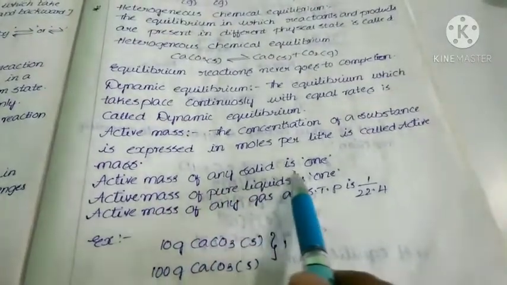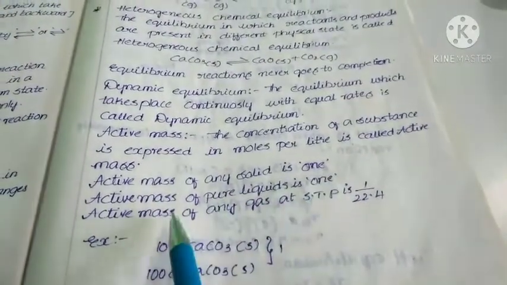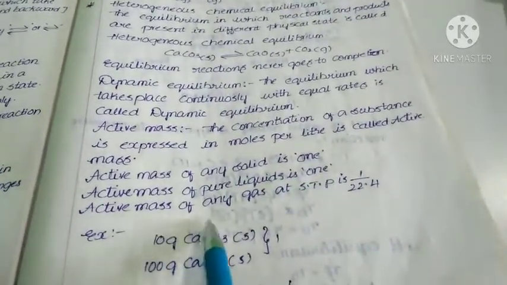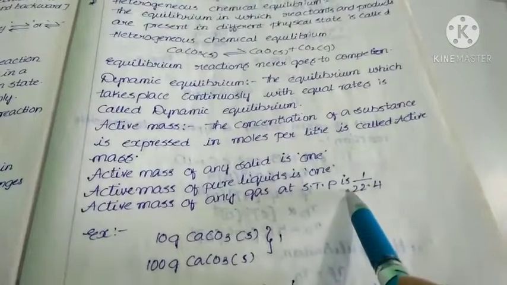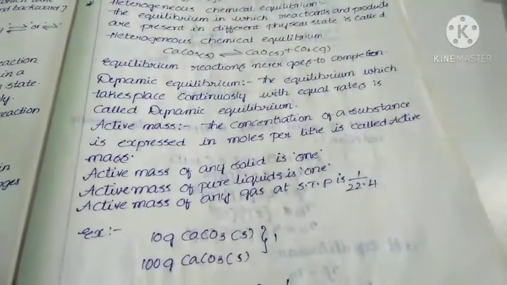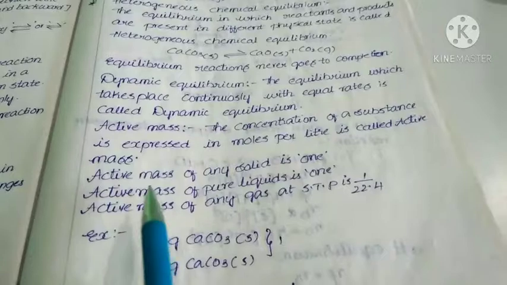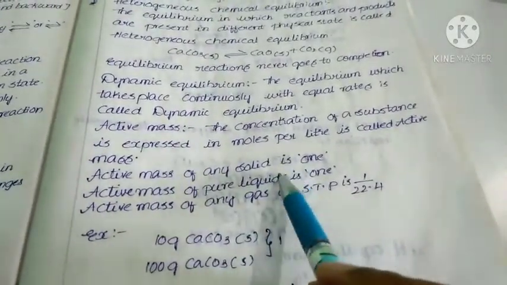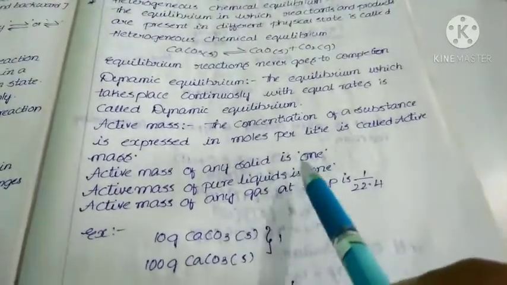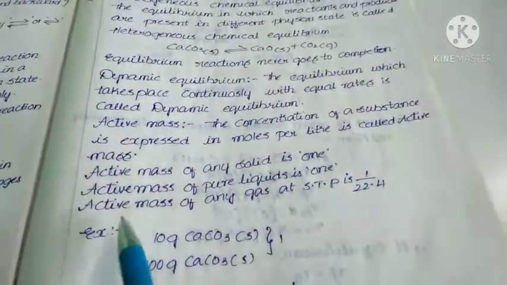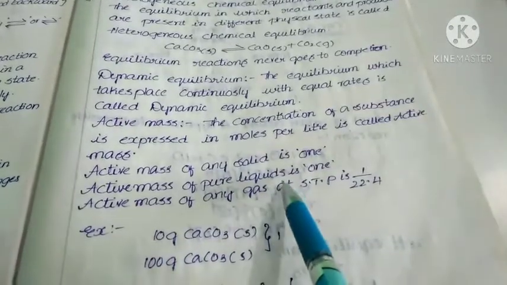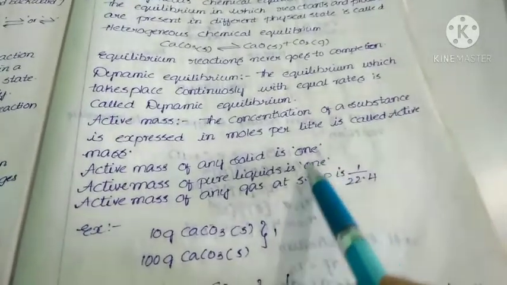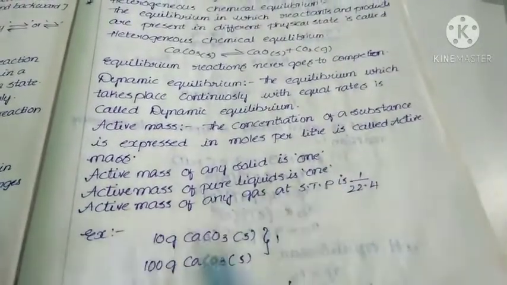Active mass of any solid is how much? 1. Active mass of pure liquids is 1. Active mass of any gas at STP is 1 by 22.4. I repeat these points, listen carefully. Active mass of any solid, either pure or impure solid, is 1. But in case of liquids, only when the liquid is pure is its active mass 1, otherwise it will not be 1.